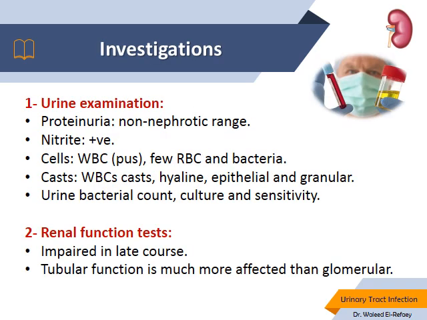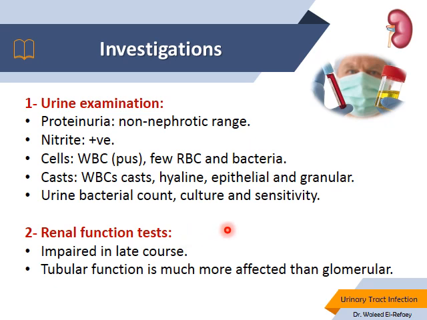The investigations also start with urine examination and urine analysis. Non-nephrotic range proteinuria may be present due to chronic interstitial inflammation in the kidney. Nitrite is positive, which is a product of bacterial metabolism. There are white blood cells, few RBCs, bacteria, white blood cell casts, hyaline and epithelial granular casts, and urine bacterial count, and the culture and sensitivity can identify the specific type of bacteria and the sensitive antibiotic. Renal function tests here should be evaluated to see if there is any impairment of renal function.